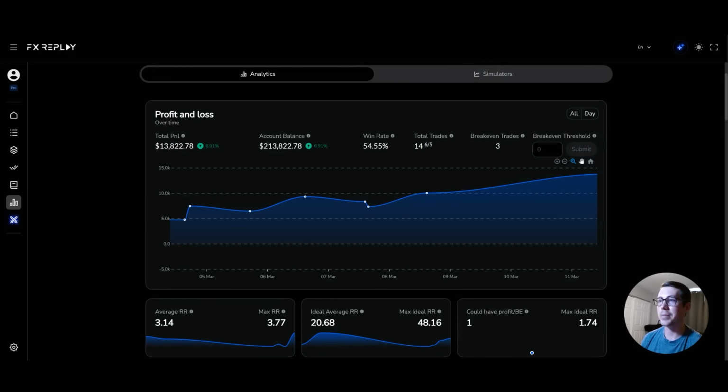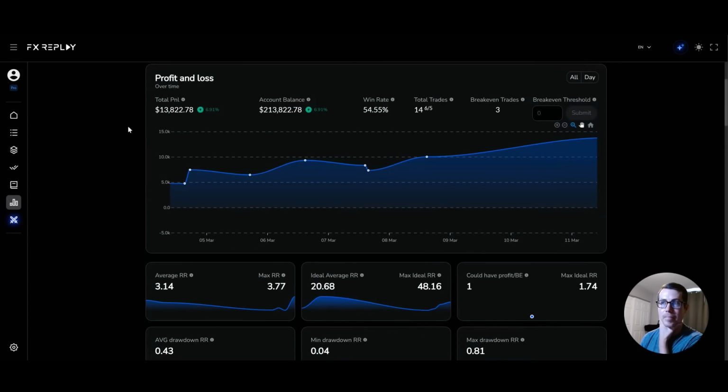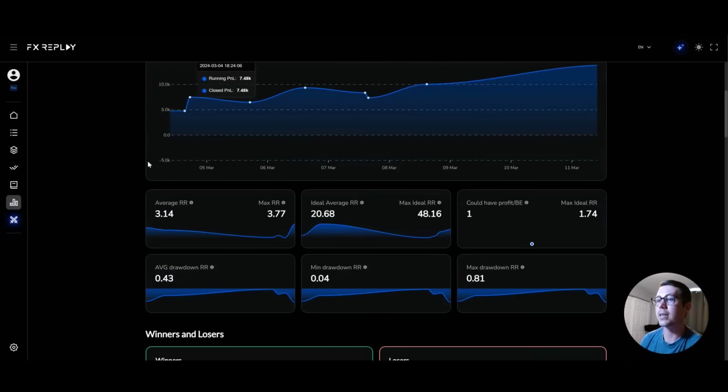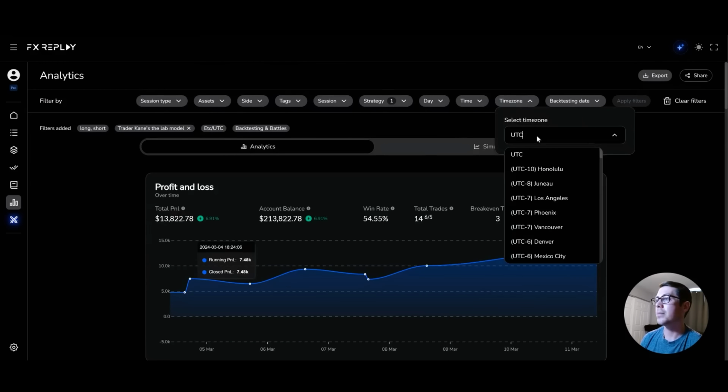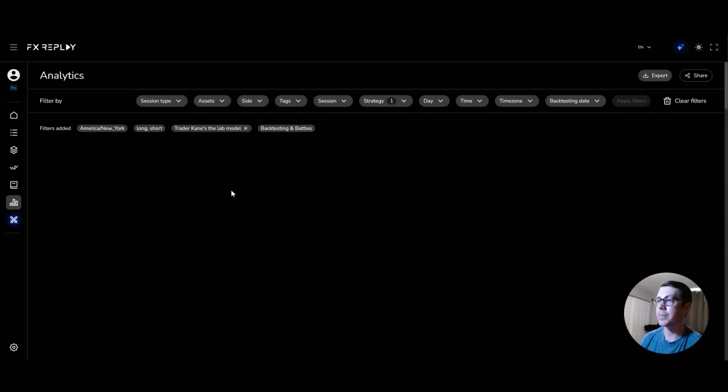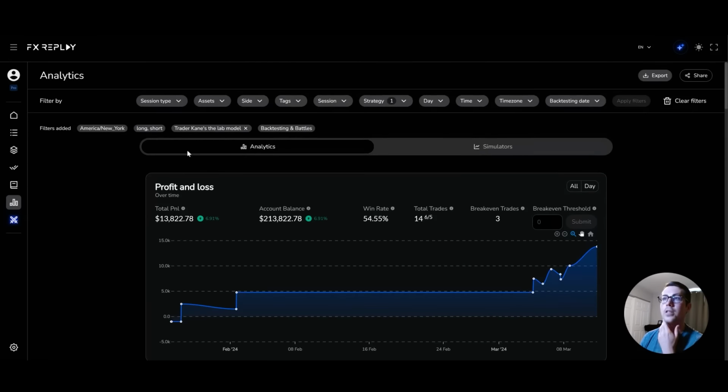But I prefer to keep it above 50 if possible. So let's see if we can find any additional insights. We'll look at the risk to reward simulator in a second, but I'll filter it on New York time. Let's see if we can find any analytics about specific time windows or anything. Look at the tags real quick first.